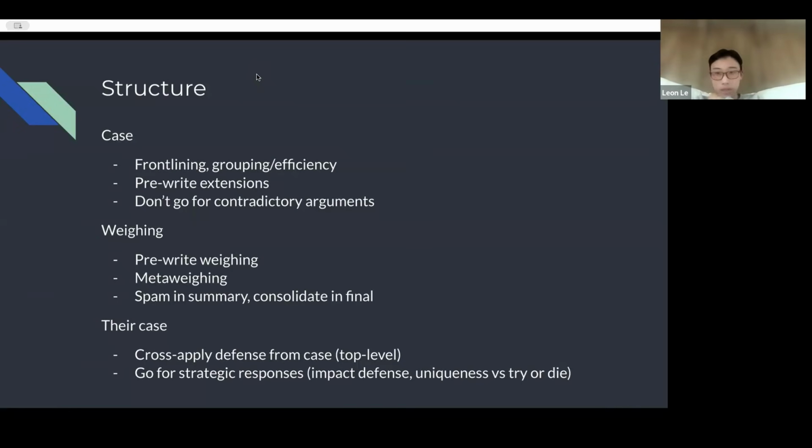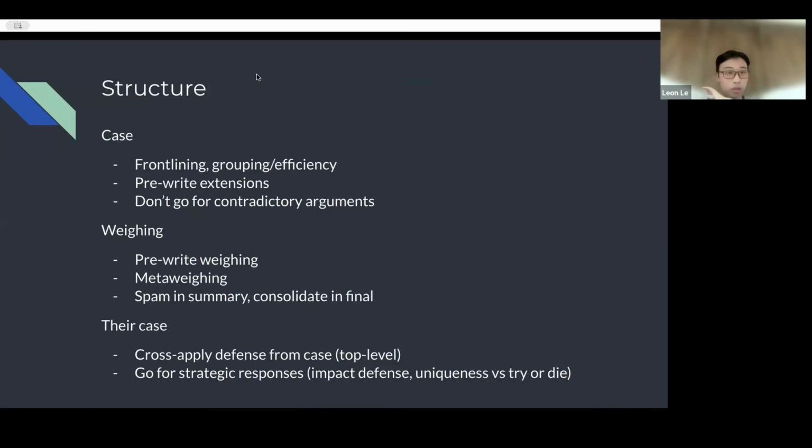And the third thing that you can do for weighing is that you should spam in summary and consolidate in final focus. So in summary, you want to get a ton of weighing mechanisms out, and if you pre-write all of them, there's not really that much of a problem in doing so because you can just say one, try or die, two, time frame, three, scope, four, turns the case slash disad, because they'll have to answer all those arguments. But in final focus, you can choose your strongest weighing argument and go for that.